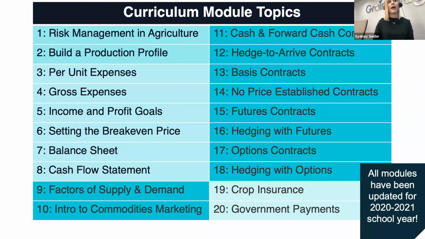And then we take a look at 4 basic cash contracts used in the cash market by agricultural sellers. And then we also look at futures contracts and options contracts and the hedging process. Our final 2 modules, our last chunk, looks at crop insurance and government payments. Those 2 modules really can be done at any time. They're just our latest ones, so they're added there at the end. We update our curriculum every year, and so if you have an account, you'll see that all of our curriculum has been updated this summer and is ready to use this upcoming academic year.